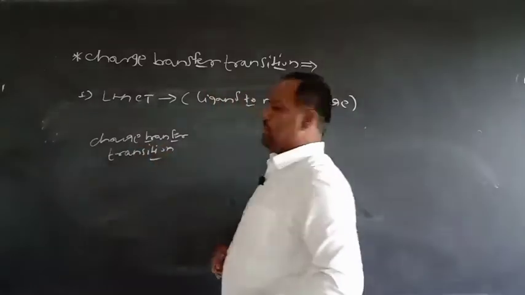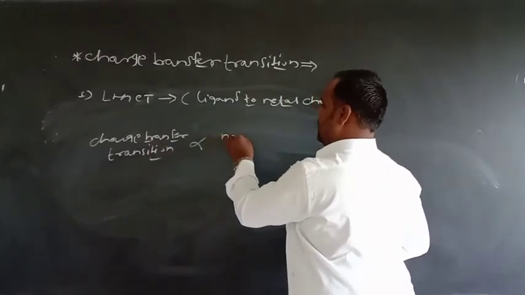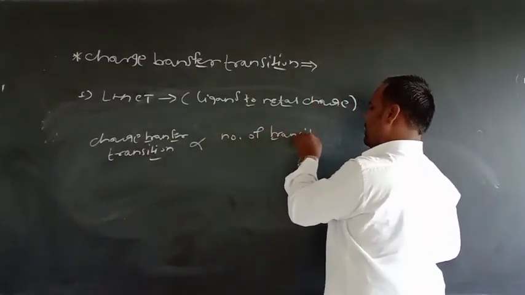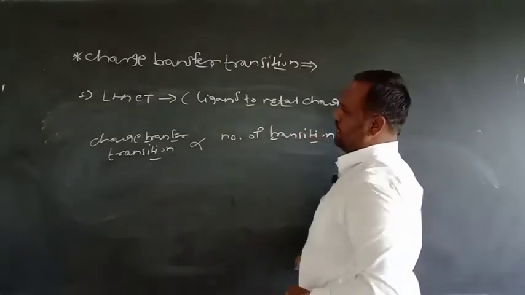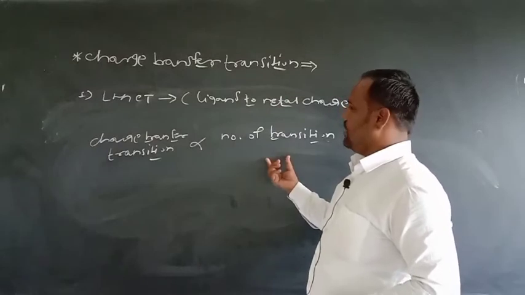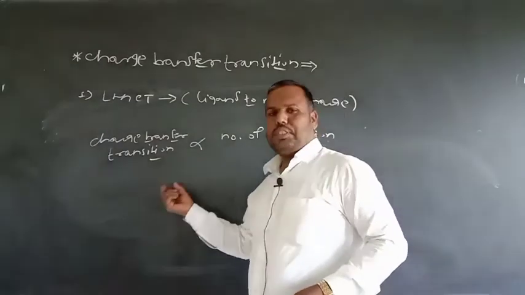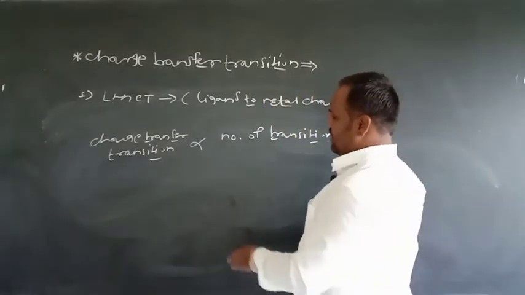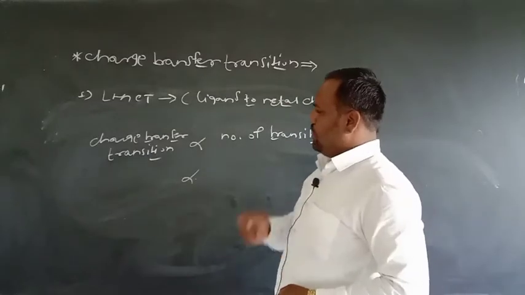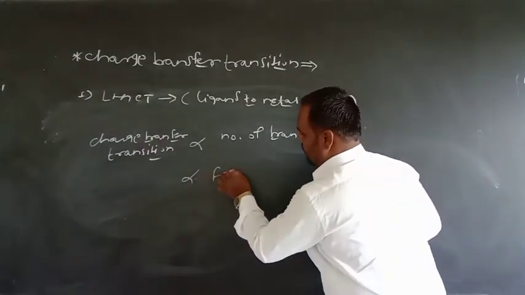The charge transfer transition is directly proportional to the number of transitions. This is an important point: the charge transfer transition totally depends on the number of transitions. So as the number of transitions increases, the intensity of the charge transfer transition also increases. It also depends on the feasibility of the transition.